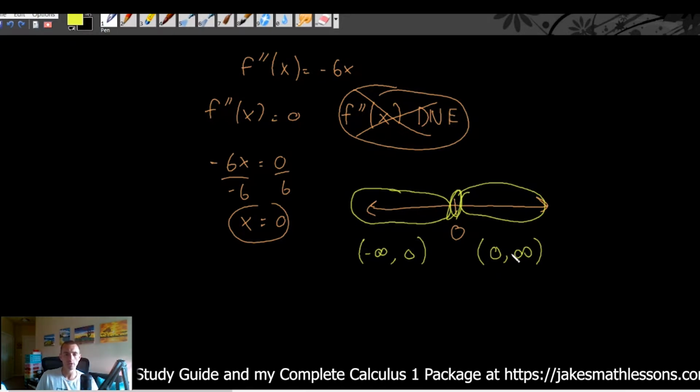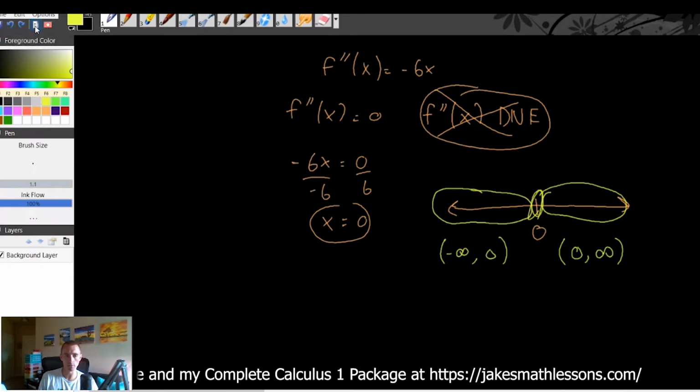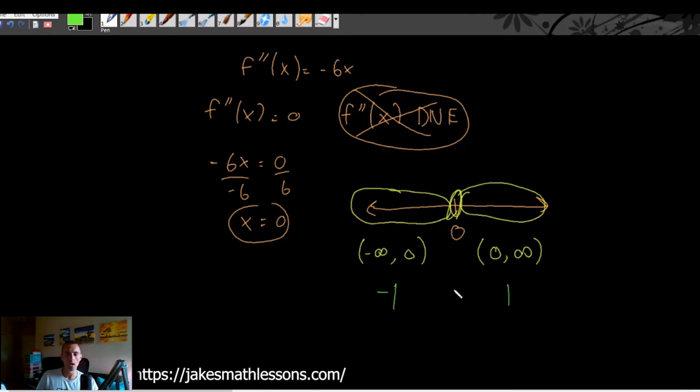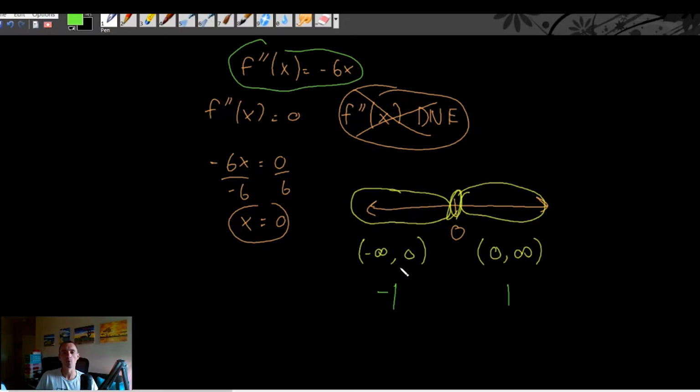Now what we want to do is we're going to take, again, some number within these intervals. It doesn't really matter what number you pick. Let's just say -1 and +1. And we want to plug those numbers into our second derivative. Our second derivative is here. So we're going to take -1 and +1 and plug them into f double prime.